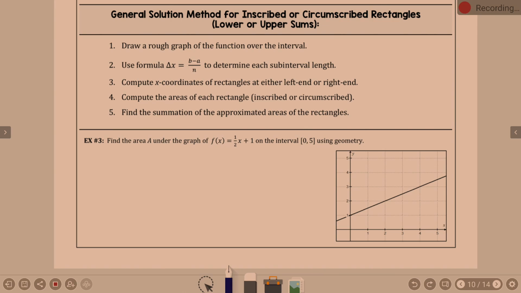Okay, now, example 3. Find the area A under the graph of f of x equals 1/2 x plus 1 on the interval 0 to 5 using geometry. So forget this for a moment. They're taking us a different way for a moment. Find the area. Oh, that's easy. Triangle.